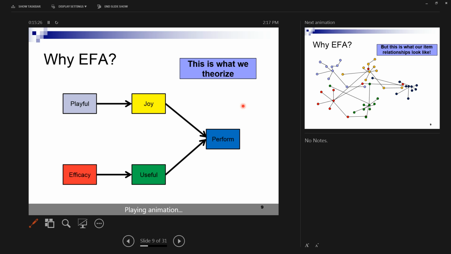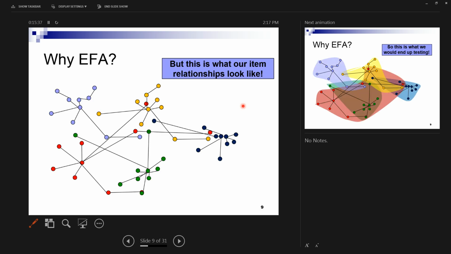This is not a perfect analogy, but these dots are the variables and how they lay out. The distance between them is their tightness of movement together, the tightness of correlation. So really what we're testing is this. If we don't do an EFA, we're testing if this blue, which was playfulness, affects this yellow, which was joy, affects this performance, which is this. I mean, it's kind of a mess. It's more muddy than we'd like.